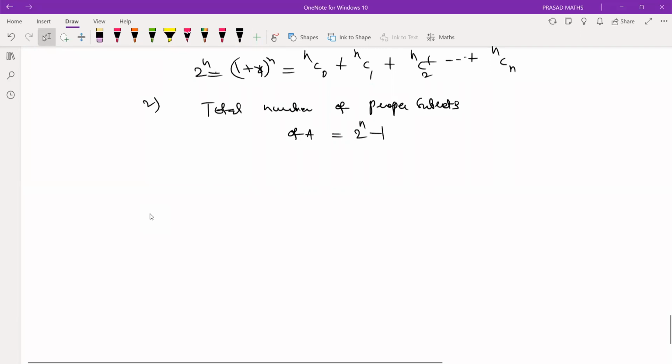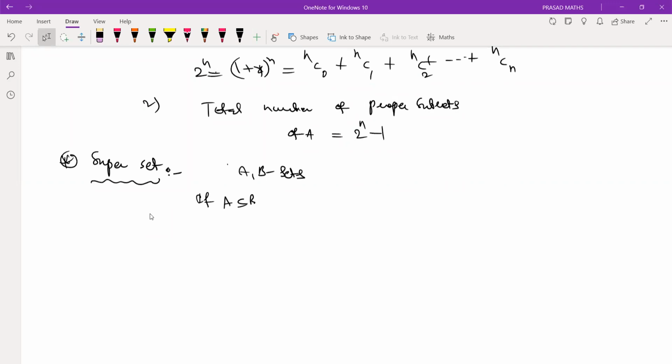Next is superset. Superset is nothing but this: if you take two sets A and B, and A is a subset of B, we say that B is a superset of A. That's it. You just need to know the notion, but subsets are very important. Once you define a subset, automatically the bigger set is a superset of the given subset.